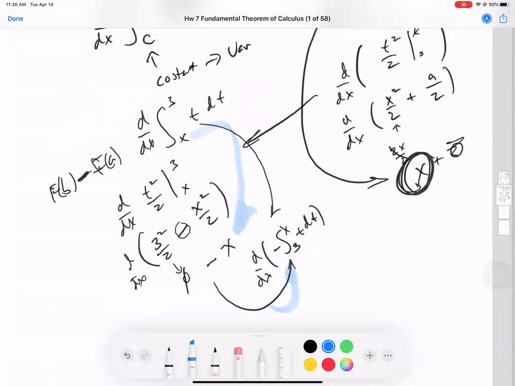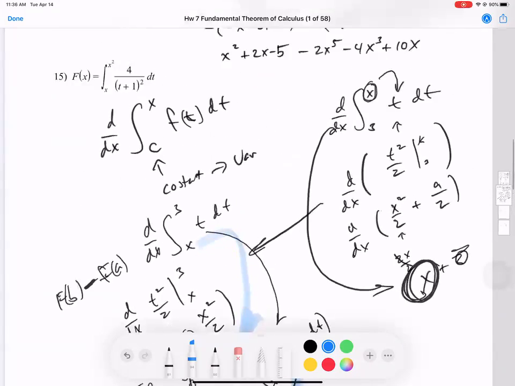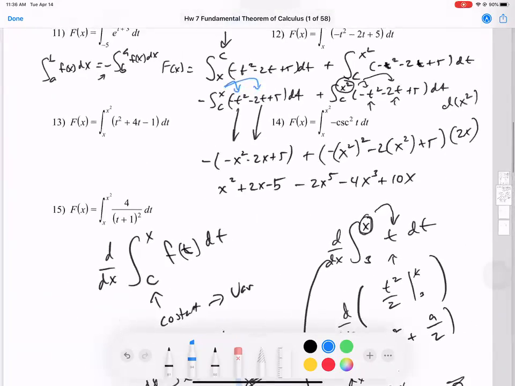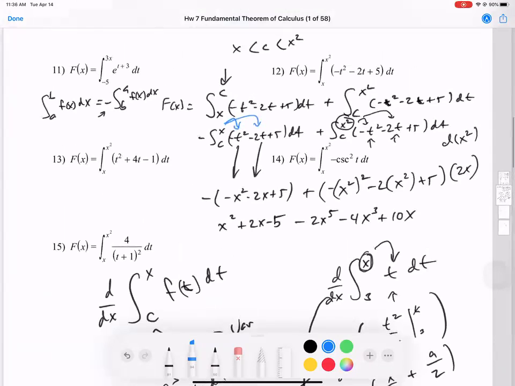The follow-up question was, do I have to write out a separate x to c and c to x squared? Yes, that is always the case. This is what the rule says. The rule doesn't say variable to variable. It never says variable to variable.